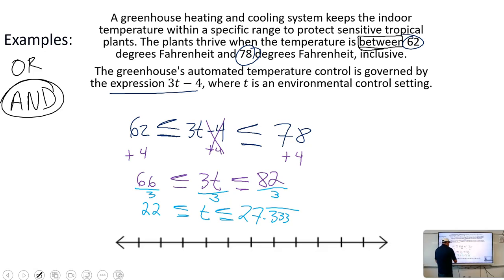So I have a critical point at 22, and I have a critical point at 27.333. Then we're going to fill in both the circles because they both had less than or equal to, and we're going to fill in between them for our graph. All right, so there is our first example. Let me know if you have any questions about that one. Sorry about the decimal. That's just the way it ended up working out.